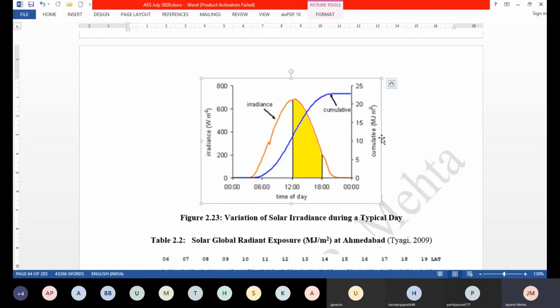That is one of the units which might be used, or a kilowatt hour also may be used, right? So if 1 kilowatt power is available for 1 hour, then the energy that you get is 1 kilowatt hour. So the other unit which might be used is kilowatt hour per meter square.